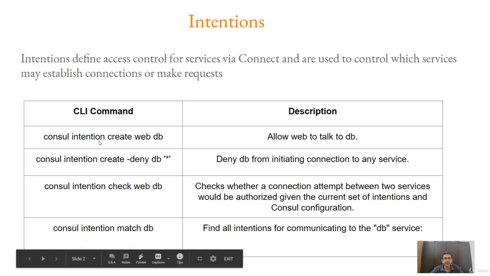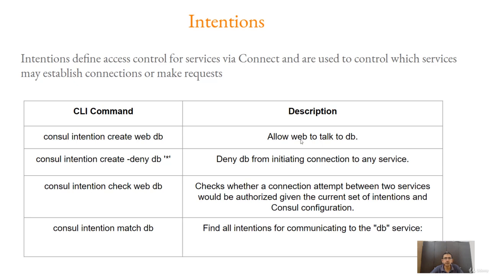One is consul intention create web db. This will allow the web service to talk to the DB service. A very simple CLI command to understand. Second is consul intention create -deny db *. Here you will see that at the end you have the source service and the destination service. So in this case we can easily identify that this rule will deny the database service, which is the source service, from initiating a connection to any other service. This is a wildcard here.